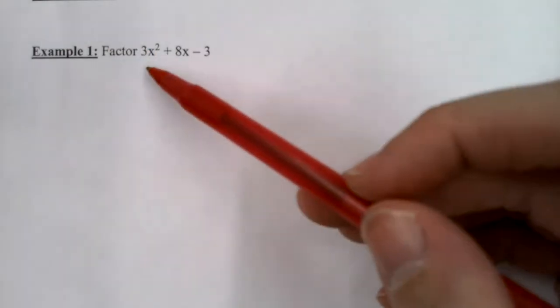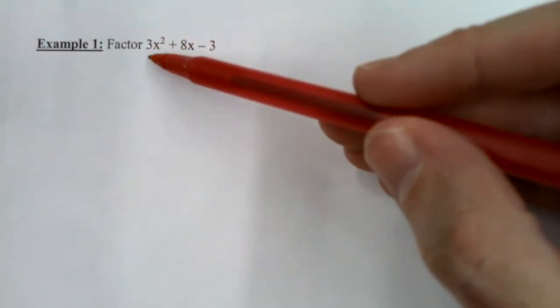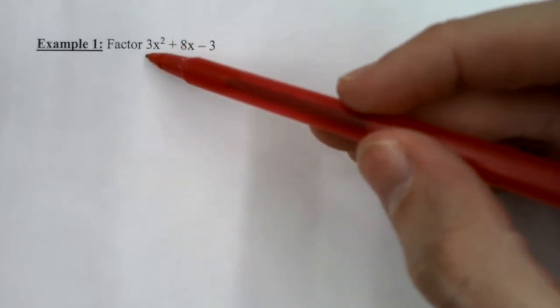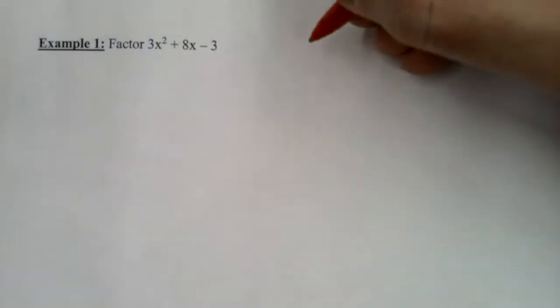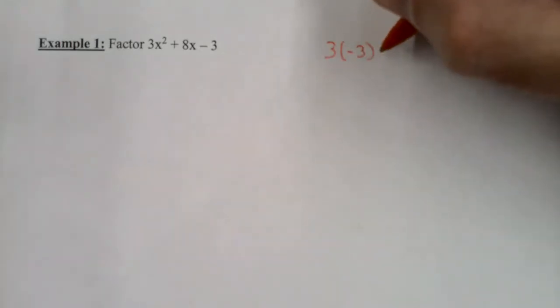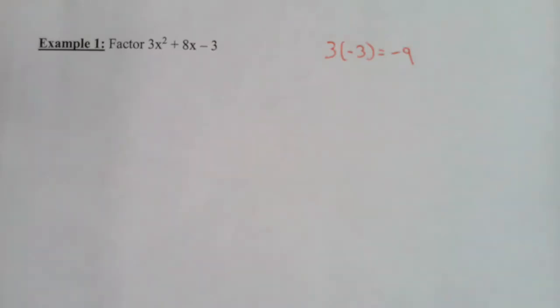First things first, always check to see if there's a GCF between all three terms. These three terms don't have a common factor, so there is no GCF. So first step, take the A value, the number out front, and multiply it by the C value. So in this case, you're going to do 3 times negative 3. That's step 1. Equals negative 9.